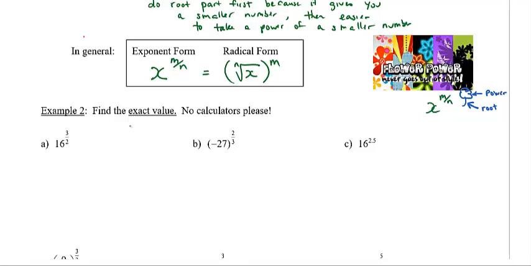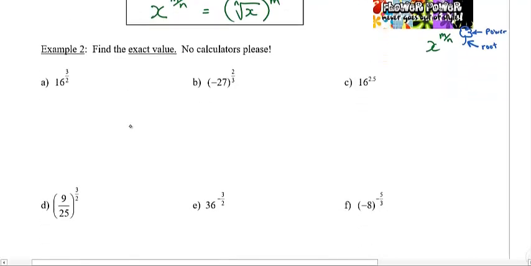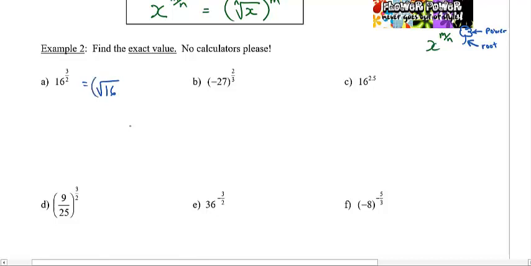And so now, understanding that, let's see if we can actually find the exact value for these questions. No calculators, please, okay? Once again, flower power, so the bottom number is the root. So in this case, this is the square root of 16. You can put a 2 if you want, but most people in math just say square root. And then we can raise it to the power of 3. Square root of 16 is 4. 4 cubed is 64. Okay.